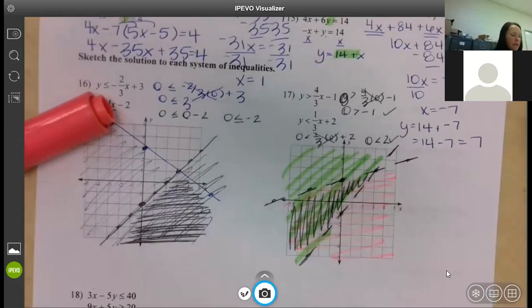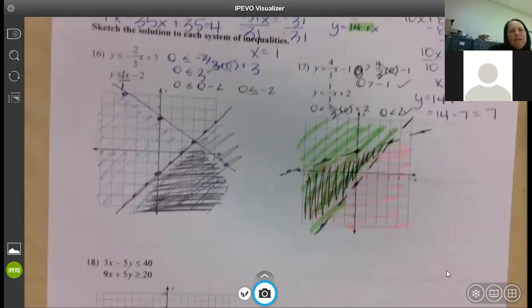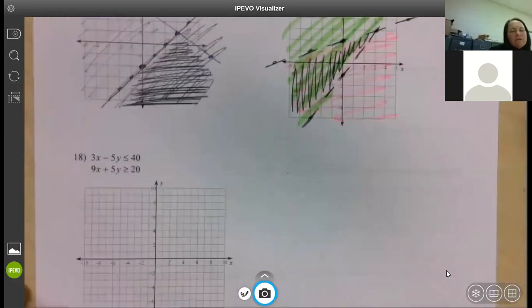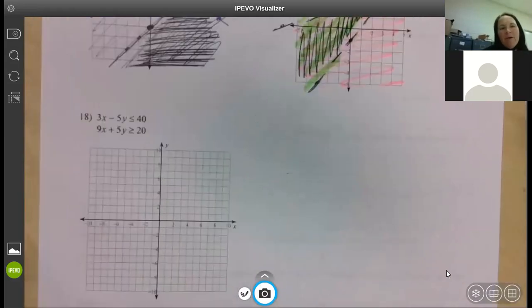Okay. I'm going to show you the 18 on Desmos, and the only reason I'm showing you on Desmos is because it's a really long problem to do by hand. Okay, so I am going to stop this share Desmos, and I'm going to type it in so you guys can see it.